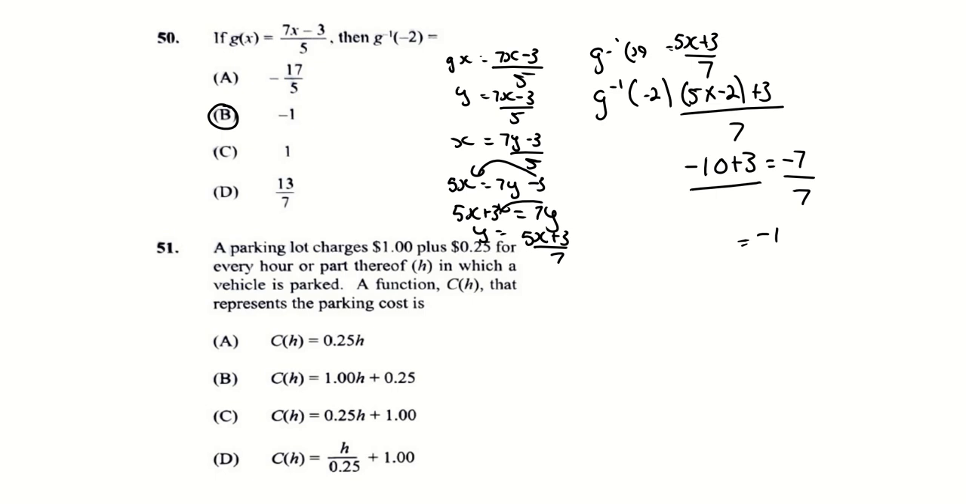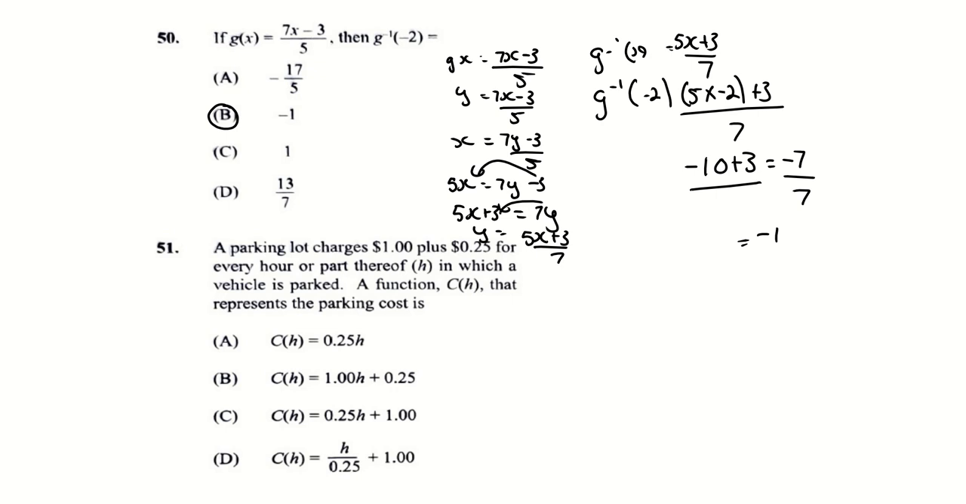So again, when you're finding your inverse, the first thing is to make the function equal to y. Then you interchange x and y. Then you make y the subject, and that would be the inverse of that function. Let's look at number 51.